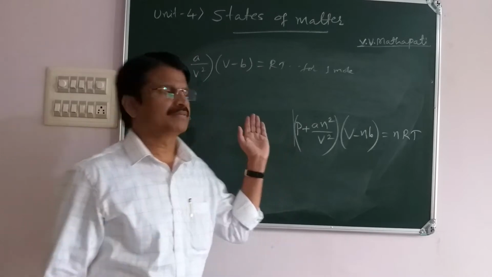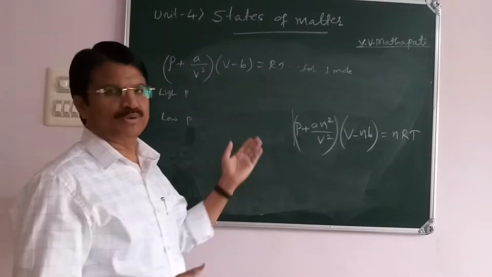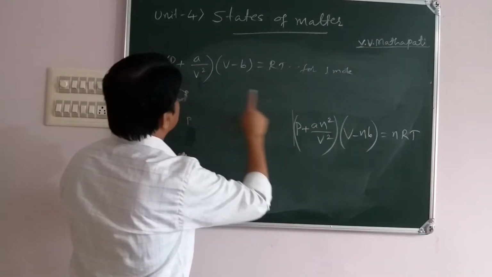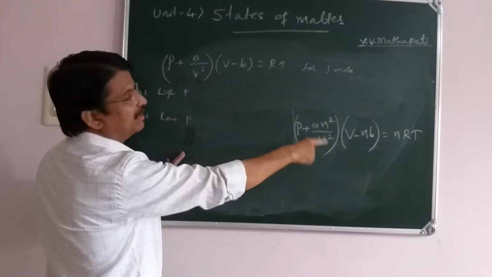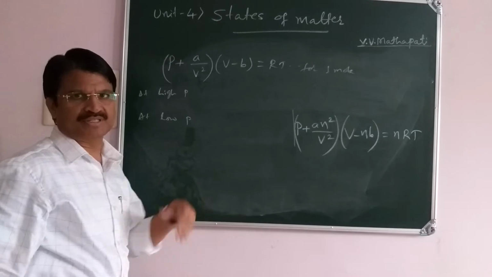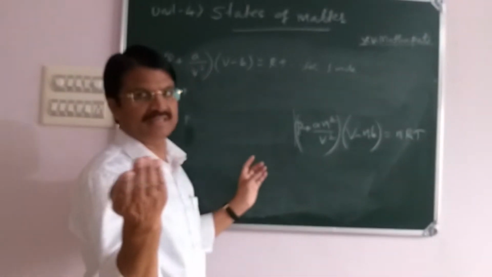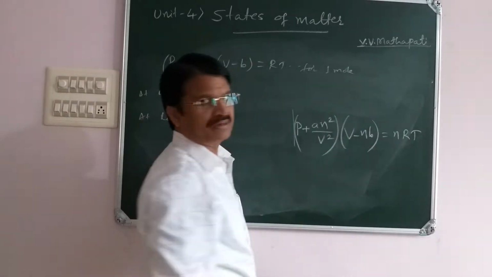Now, see here about the van der Waals equation. For 1 mole of a gas, we can write n value 1. If you write n value 1, you can write it like this: (P + a/V²)(V − b) = RT. Even CET need questions based on the formula.